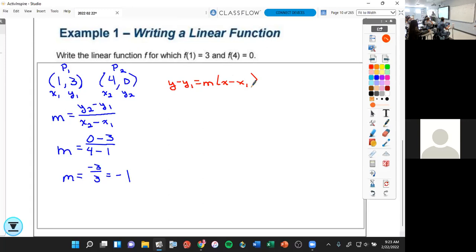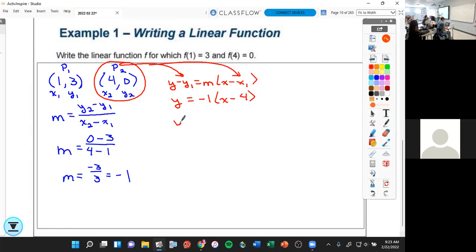Which one would you rather use? Why? You like the 0? I like the 0 too. So me personally doing it, I would actually take this point and plug it in here, okay? So which gives me y minus y1, which is 0, equals m, which is -1, times x minus 4.